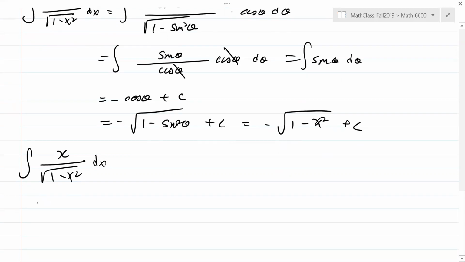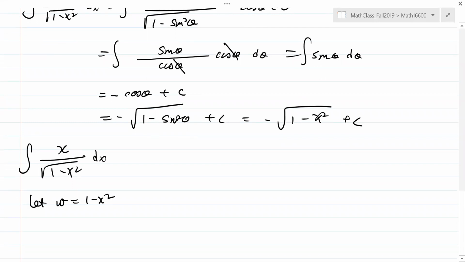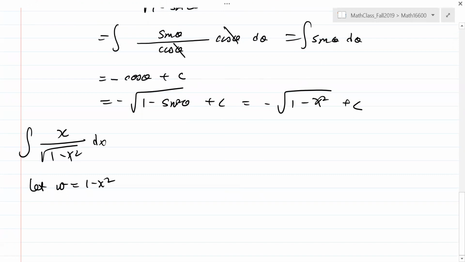You can try another substitution. Let w be 1 minus x squared. My experience tells me that if there's x dx on the top, I can use a substitution. This is a usual substitution. So dw equals negative 2x dx.